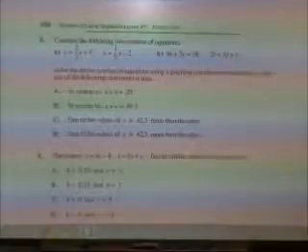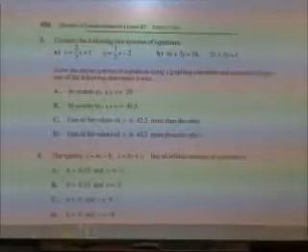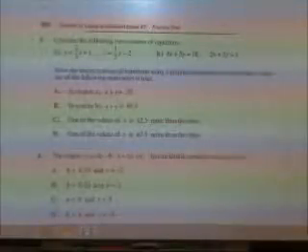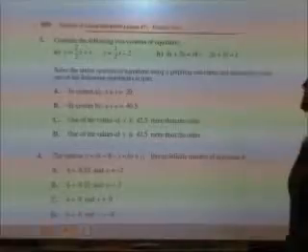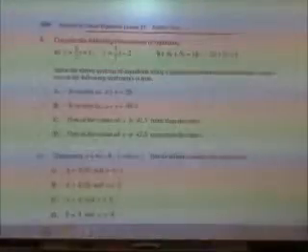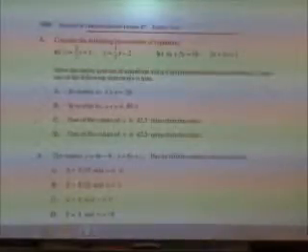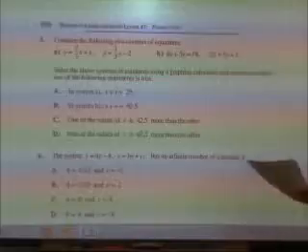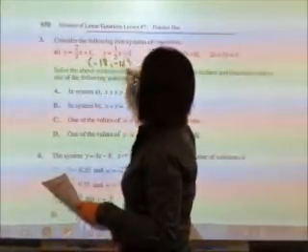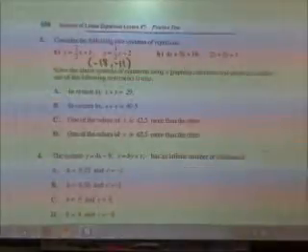Question number 3, consider the following two systems of equations. Solve the above systems of equations using a graphing calculator and determine which of the following statements is true. So with this one, it's already written in that y equals form, so I could put that into the calculator and I could find the solution. And in this first one, the solution is negative 18 and negative 11.